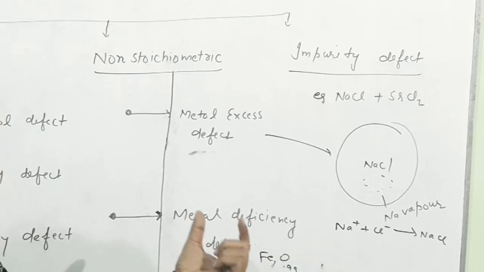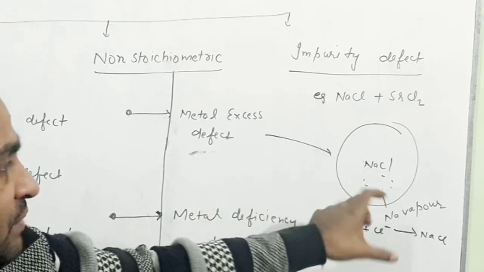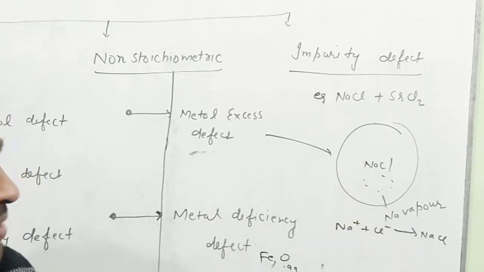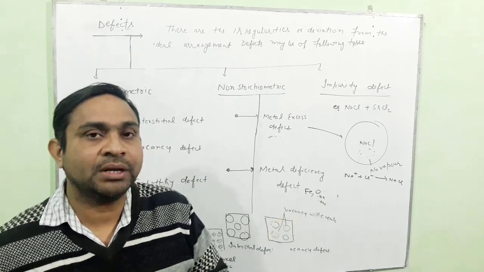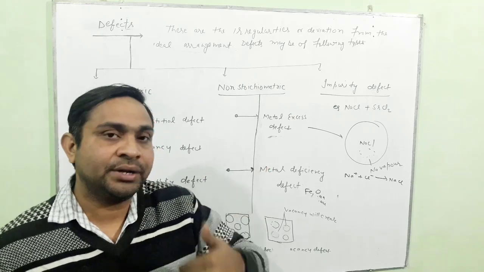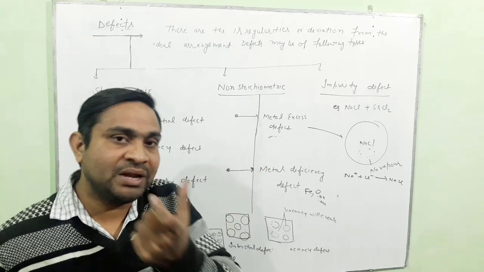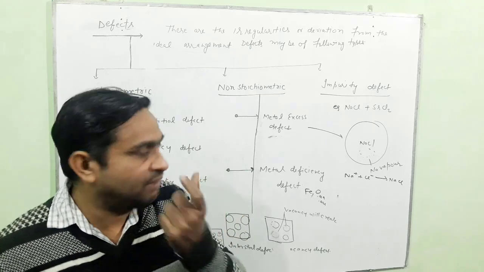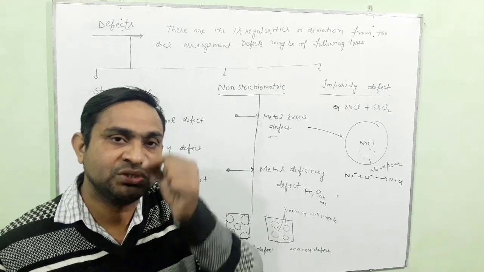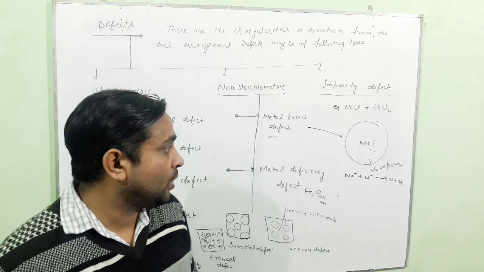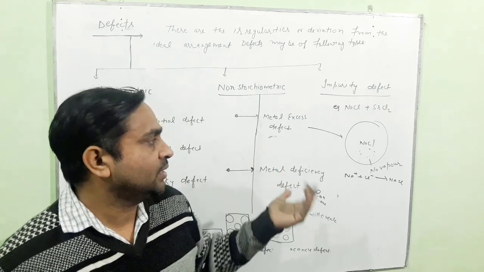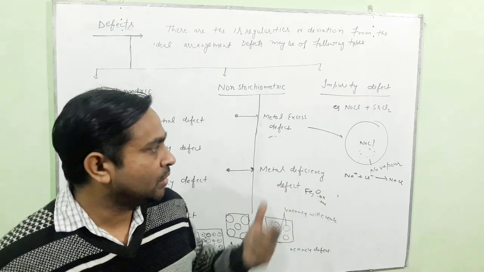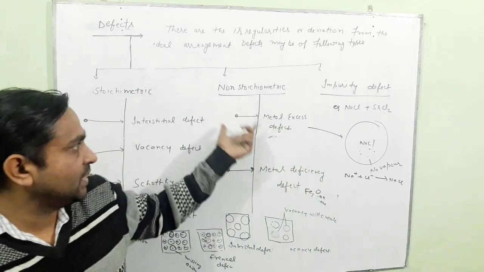When the sodium vapor deposits on the surface of the NaCl crystal, the metal will be in excess. Then the chloride ions from the crystal come out and electrons enter into the crystal. When the electrons enter the crystal, F centers are created. These centers are basically responsible for the color of the compound. When the electron moves from a low energy level to a high energy level, it gives the color of the solid. This type of defect is known as the metal excess defect.